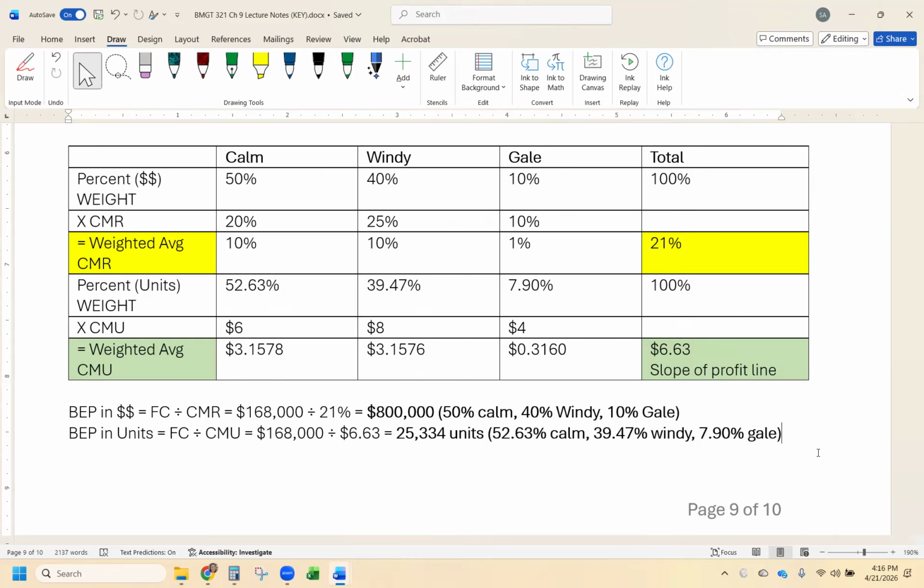So you can make individual graphs for each product, but like I said, you'll have to allocate that 168,000. Pick a driver, maybe units, that's fine. GAAP would be happy with that. Allocate it based on the unit weights and then do an individual graph for each product. You could do that. That would be fine.